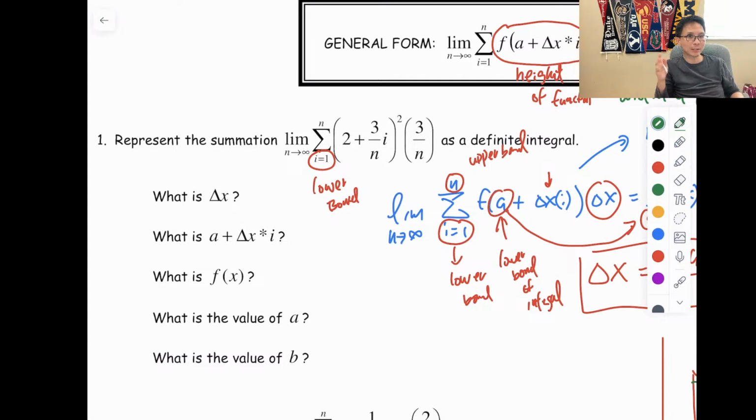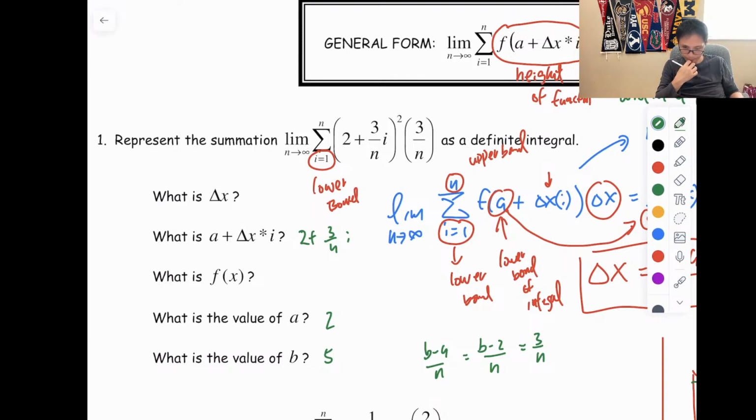Well, what is a plus delta x times i in this particular case? It'll be 2 plus 3 over n times i, right? So what is a in this case? a is equal to 2. It's pretty much matching. Now, what would b be here? b is kind of hard to get. It is 5, because (b minus a) over n equals (b minus 2) over n. The only way to get 3 over n is if b is 5, because 5 minus 2 is 3. So it's 5. Is that okay?